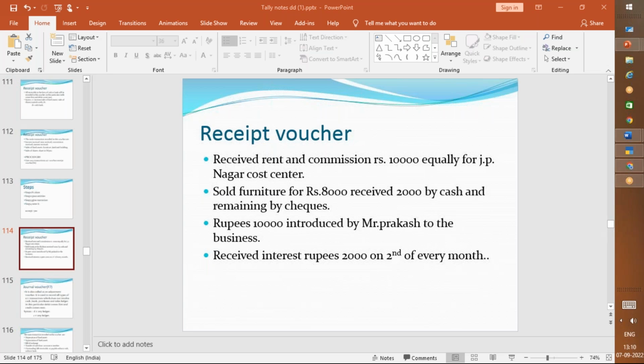Once you're done with that, you're supposed to solve this. So you can see in the last problem, received interest rupees 2000 on 2nd of every month. So you have two options. Either you change the date every month, the second, and do it, or 2 into 12, 24,000 together on 2nd of April, you do a function. So you can do any one of them.